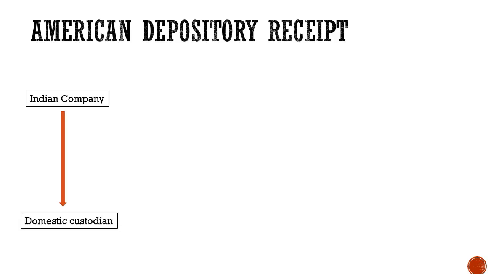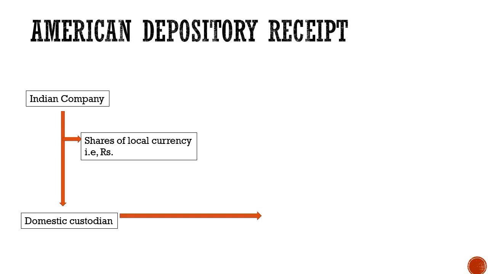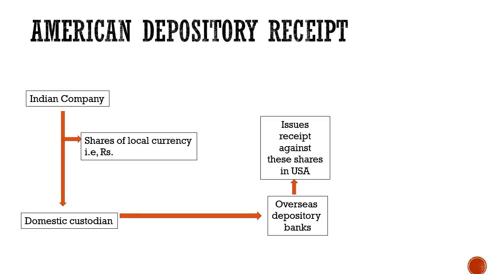For doing that, the Indian company contacts a domestic custodian, who agrees to hold the shares of the local currency, that is in rupees. The domestic custodian contacts and informs the overseas depository bank in USA, because American depository receipt is only based in USA. The overseas depository bank, after getting the information and updation from the domestic custodian of India, issues a receipt against those shares in the United States of America. So it issues receipt against those shares in USA.